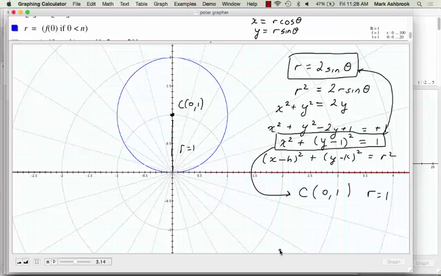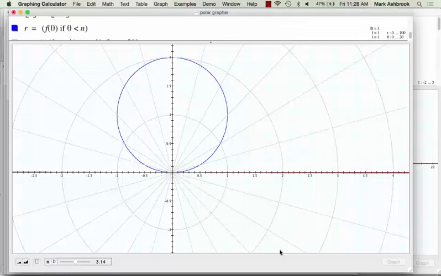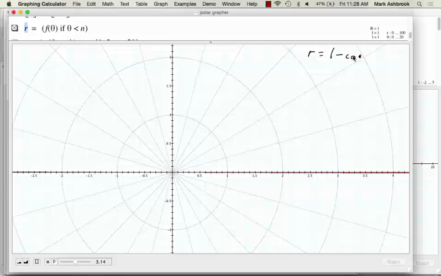Okay, so let's try a different one. Well, we got a couple minutes. Here we go. Let's try r equals 1 minus cosine theta. Can we sketch it in the Cartesian plane? Should be able to.